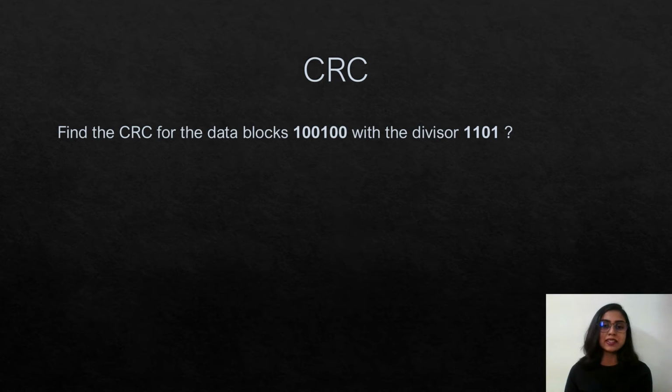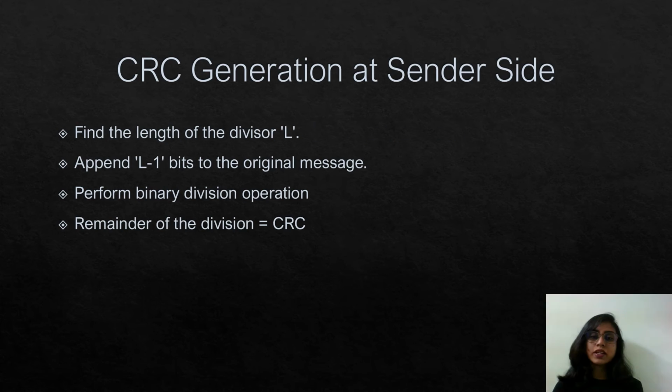Now for the time being, let's assume the divisor is 1101 and the data block is 100100. Let's look at the generation of CRC at the sender side. The CRC generation at the sender side involves 4 steps basically. Step number 1: find the length of the divisor and name it L. In step number 2, we append L minus 1 bits to the original message.